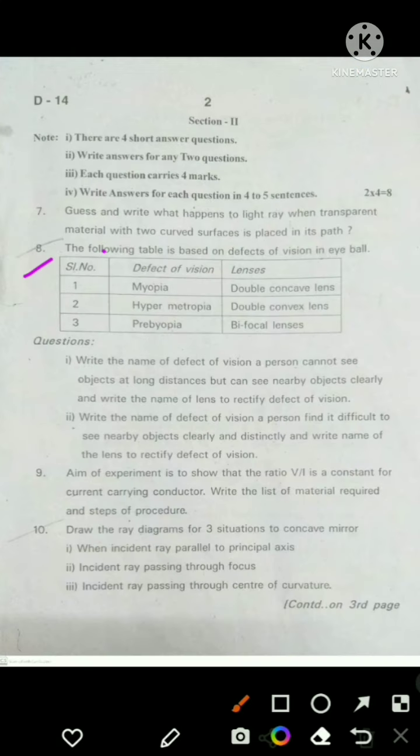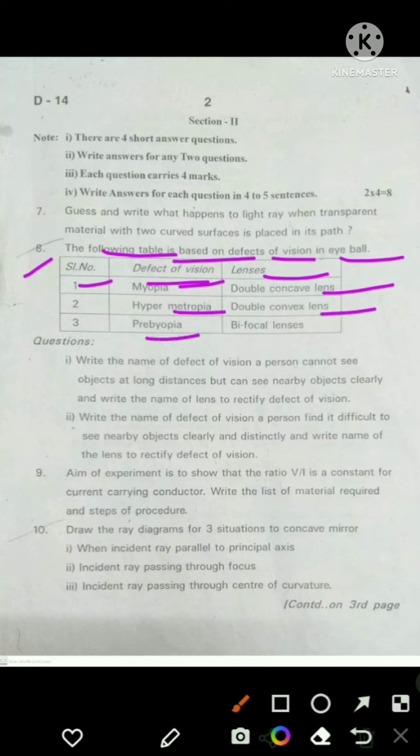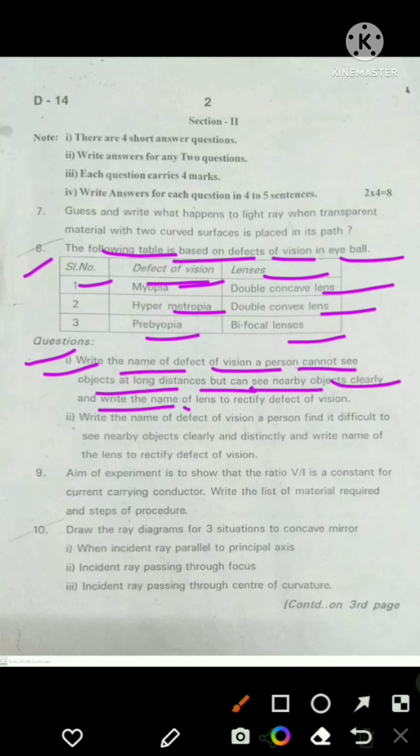Next question is question number 8. The following table is based on defects of vision in the eyeball. Three things are given to us: defect of vision, myopia, double concave lens; hypermetropia, double convex lens; presbyopia, bifocal lens. Questions first. Write the name of the defect of vision. A person cannot see objects at long distances but can see nearby objects clearly, and write the name of lens to rectify the defect of vision.